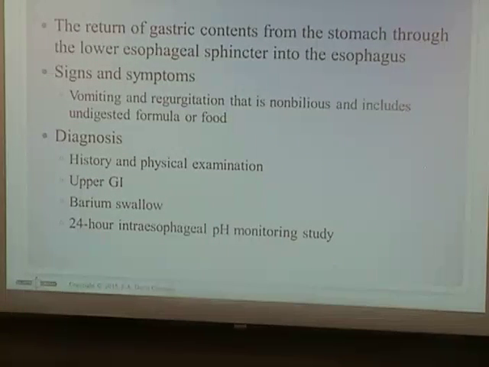Okay. GERD, good old gastroesophageal reflux, where we're getting a weakening of the esophageal sphincter, and stomach contents come up into the esophagus, and the baby vomits. Now, in the last 10 years, the diagnosis of GERD has gone through the roof. Any kid who vomits more than once or twice a day, they say he's got to be GERD, and they'll put him on Pepcid and all that wonderful stuff. And you've got all these six-month-olds on reflux medicine.